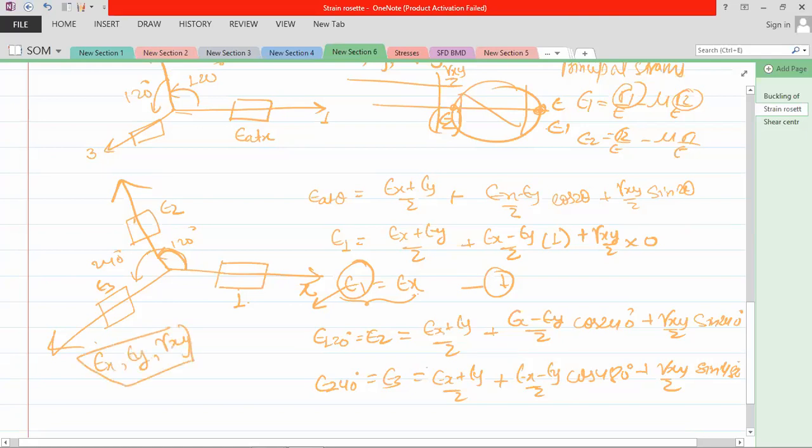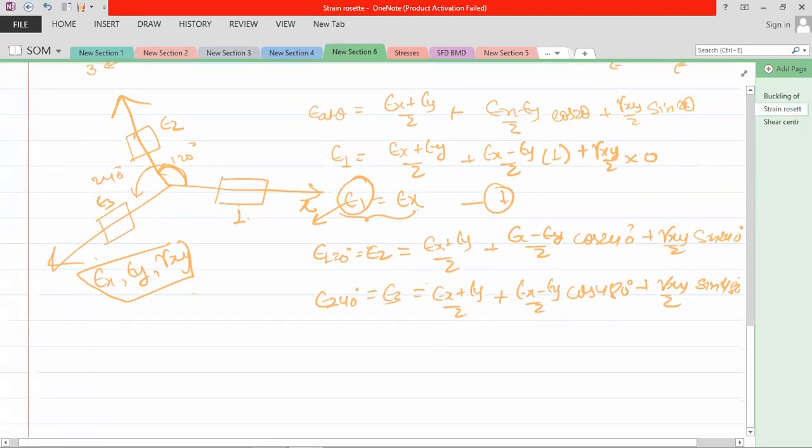So if these three things are known from the strain gauges, now anyone can say, sir, why this particular configuration? Why are we doing this only? Suppose I can do a rectangular configuration also. What is the meaning of a rectangular configuration? This is your first strain gauge, this is your second, this is your third. This is your x direction, this is your 45 degree angle, and this is your 90 degree angle. So this is your 1, this is your 2, and this is your 3.